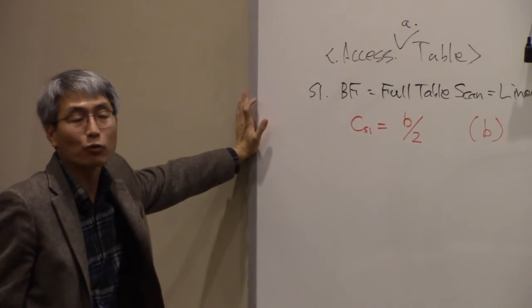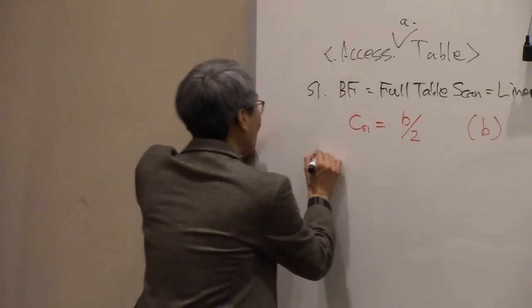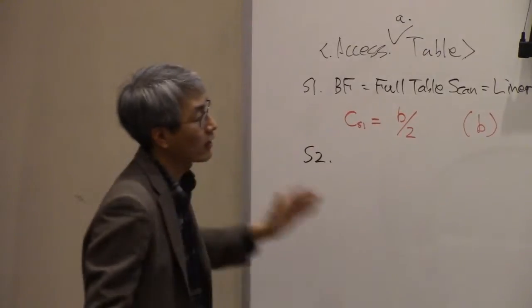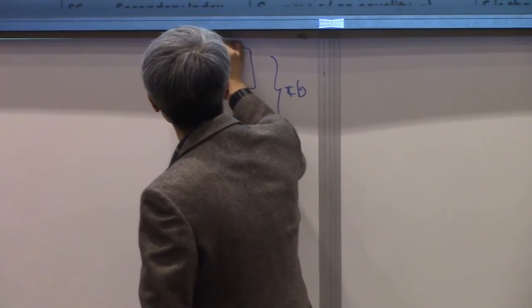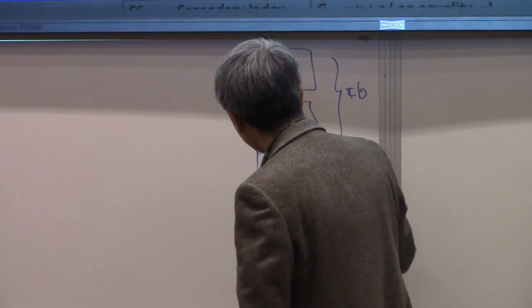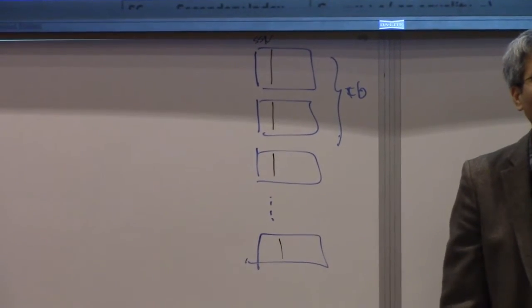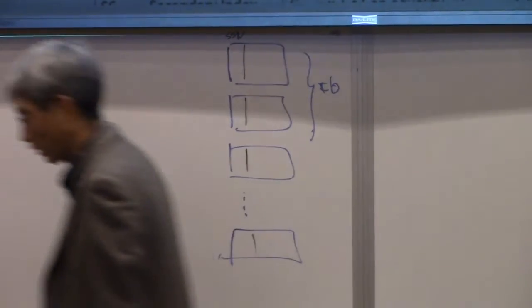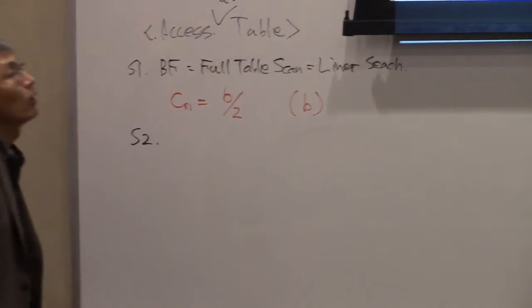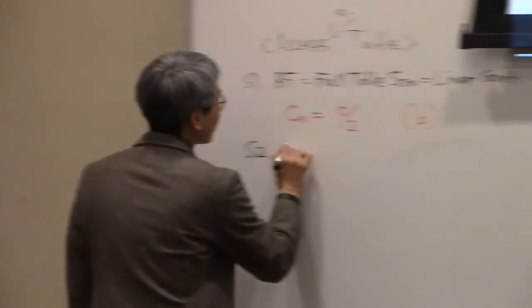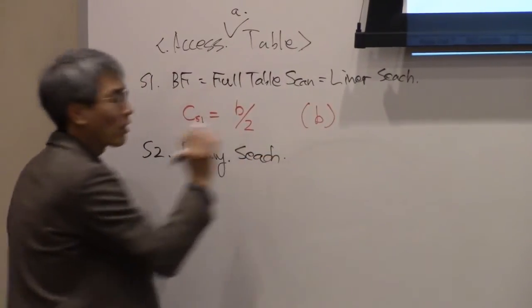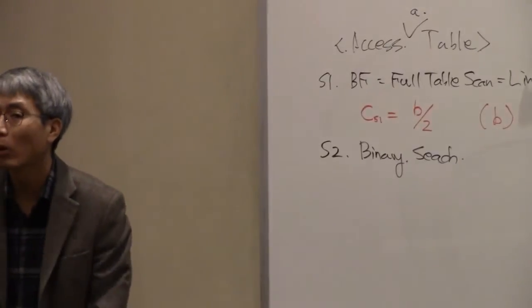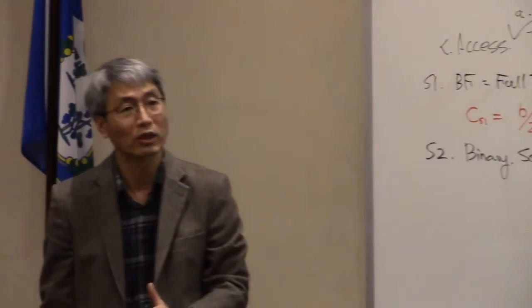So brute force will be the option every time. The second option is, in case this table is ordered by the specific column, like the social security number is ordered by the social security number. In case it's an ordered file, an ordered table, we are able to use a binary search. So the second option is a binary search. Binary search cannot be used every time, only in case the table is in sorted order.